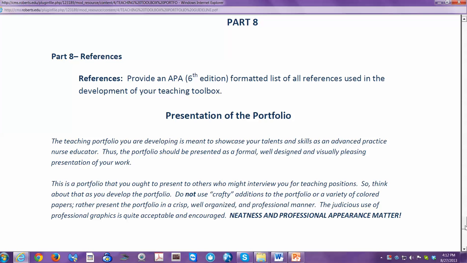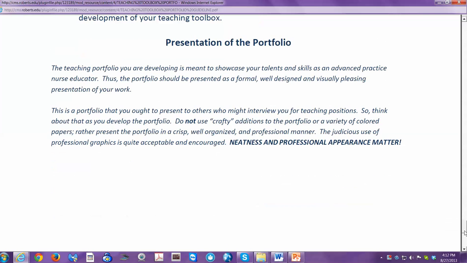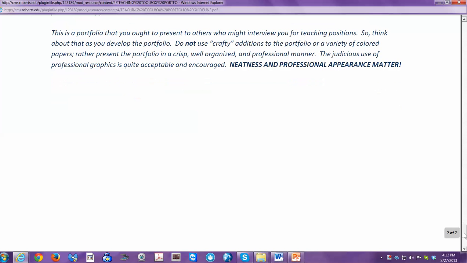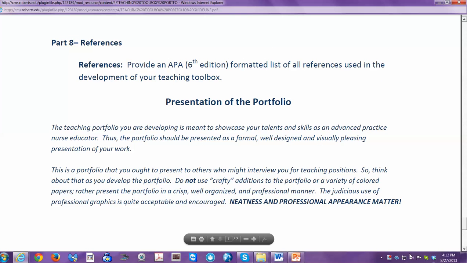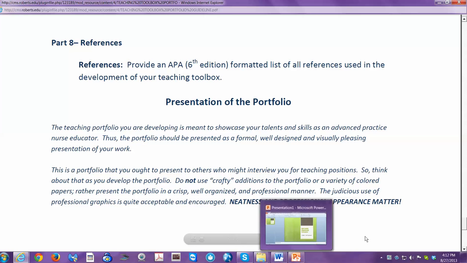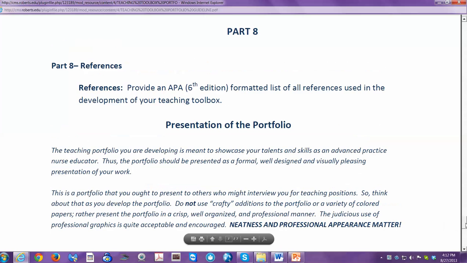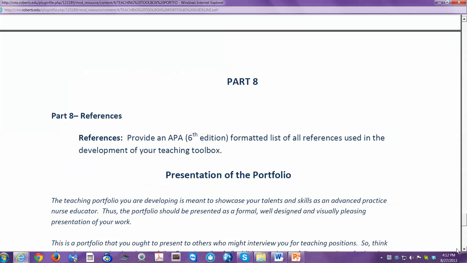The appearance of your portfolio absolutely matters. It matters to me, and it will matter to anybody who interviews you. So that's it for the portfolio. That's how it should look. That's the content. Please let me have any questions.